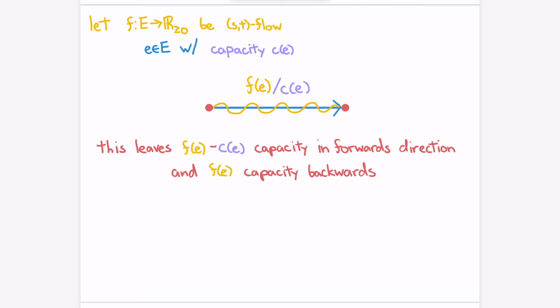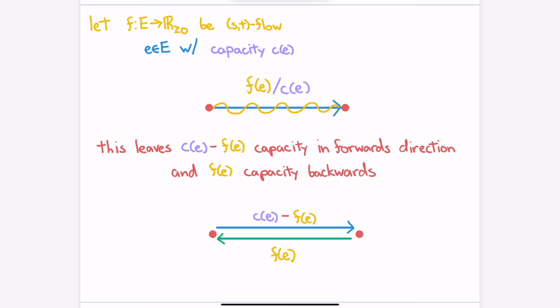Great question. Yeah, it should be CE minus FE. It'll be something like this.